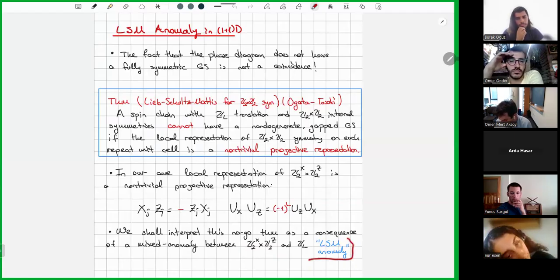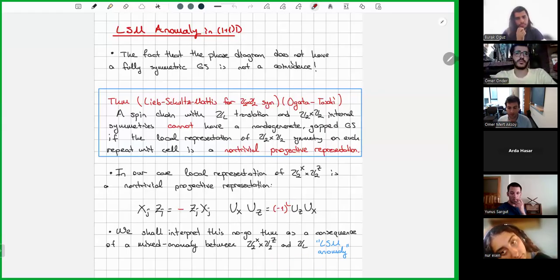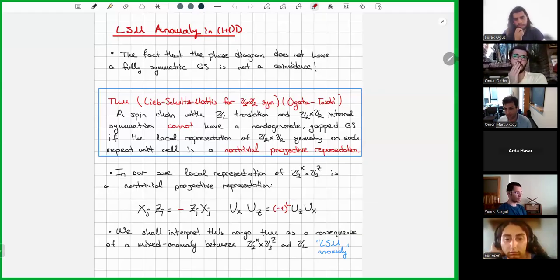So I want to call this an LSM anomaly because it reminds us of an anomalous symmetry. Usually what's called a 't Hooft anomaly comes with such a no-go theorem where you cannot have a non-degenerate gapped trivial ground state when you have such a 't Hooft anomaly.